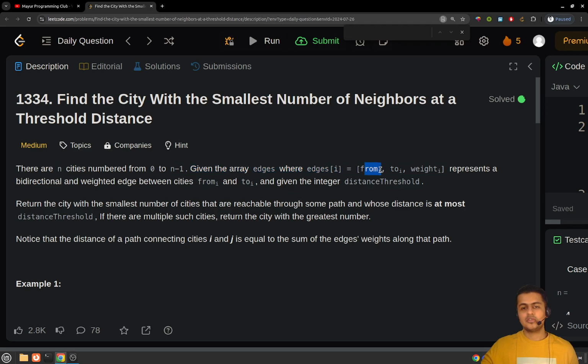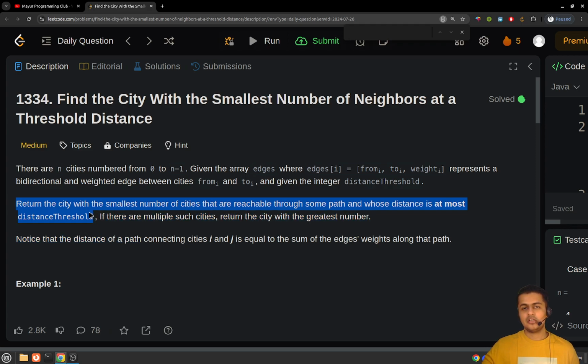So from a certain city to a certain city, this is the distance it will take to reach from source to destination, and it represents a bidirectional and weighted edge between two cities. The edge is bidirectional, you can go both ways from city 1 to 2 or 2 to 1. You will also be given an integer which is the distance threshold, so the distance between two cities should not be greater than this threshold. You have to return the city which is connected with the smallest number of cities, or you can say the smallest number of cities are reachable from this city via some path, and whose distance is at most the threshold distance.